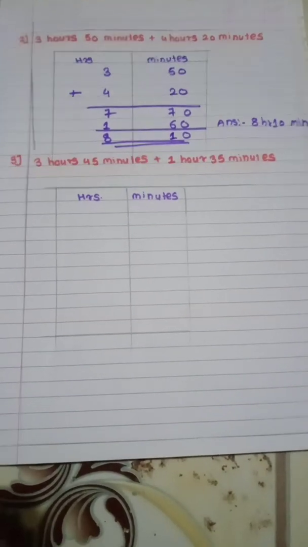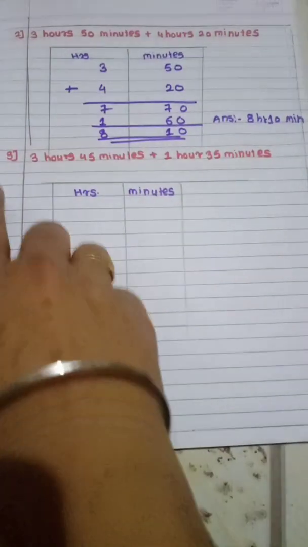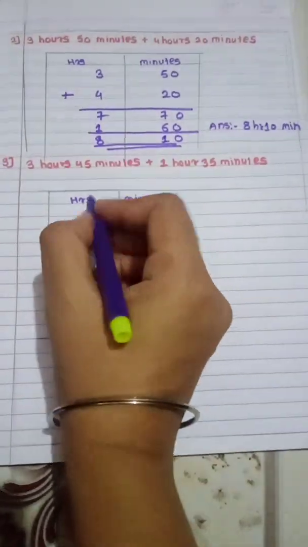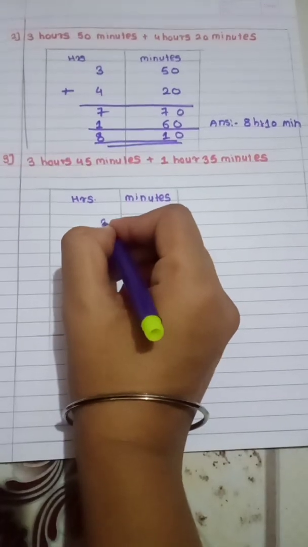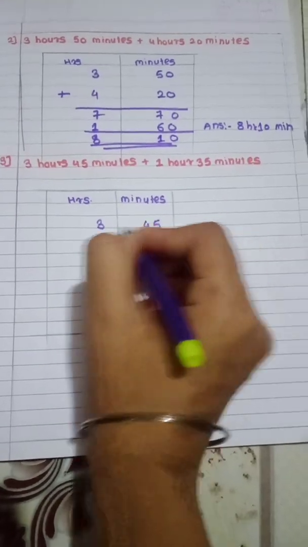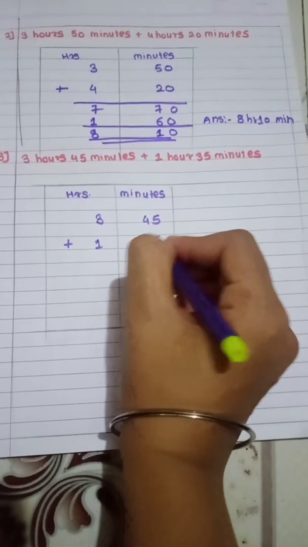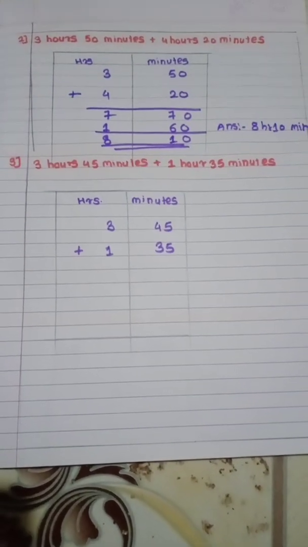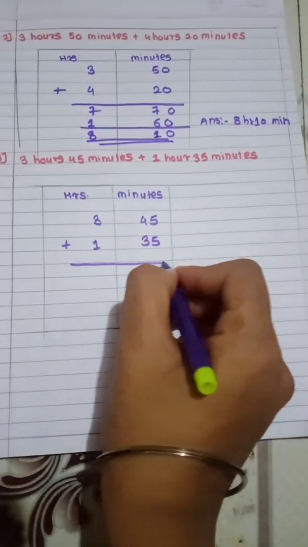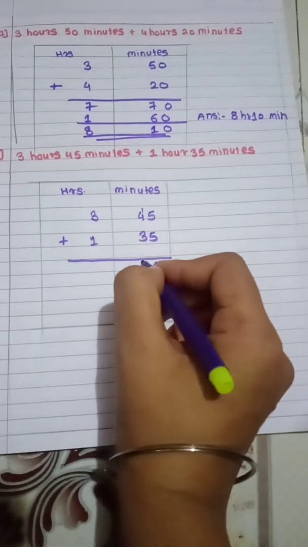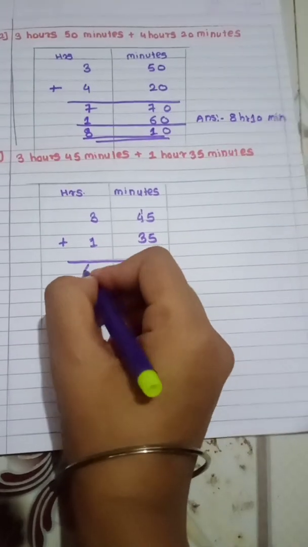Okay students. So in the same way I am going to do the third sum. 3 hours 45 minutes plus 1 hour 35 minutes. Okay, I will write the information into the table. Hours are 3 hours 45 minutes plus 1 hour 35 minutes. Okay. Now I will add this. 5 plus 5 is 10, 0. I will carry 1. 4 plus 3 is 7 and 1 is 8. 3 plus 1 is 4.